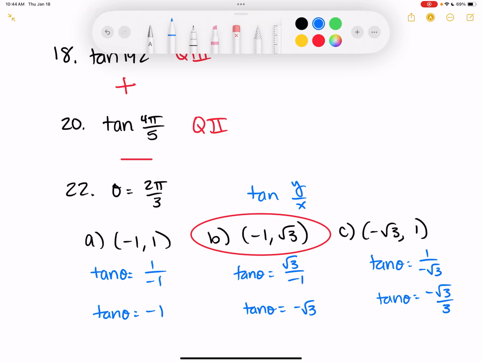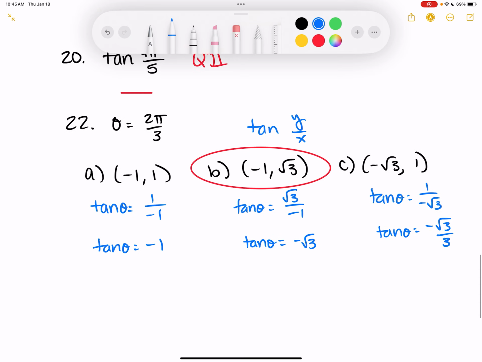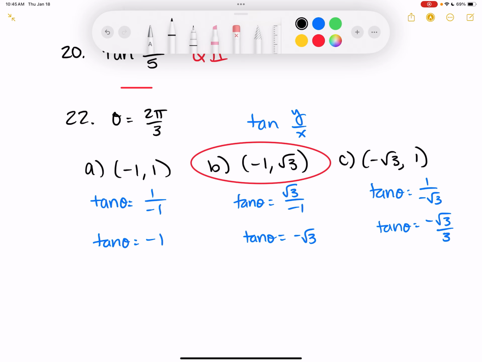All right, the last ones on here are evaluate without using a calculator by using the ratios in a reference triangle. Personally, I would just get them off the unit circle. Way easier. I mean, that's kind of what it means by reference triangle, but that just seems like a lot. So I would just use the unit circle.